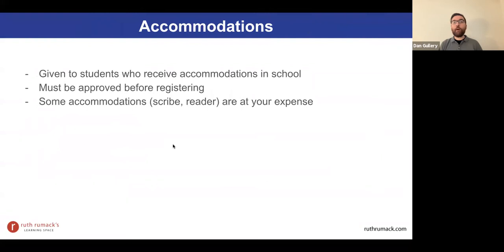So just quickly about accommodations, and I know a lot of you will have individual questions about accommodations for your kids. Generally speaking, any accommodation on this test is given if that accommodation is something that a student is given in school. So if a student gets extra time in school, you can apply to have extra time on this test and they will generally grant that.